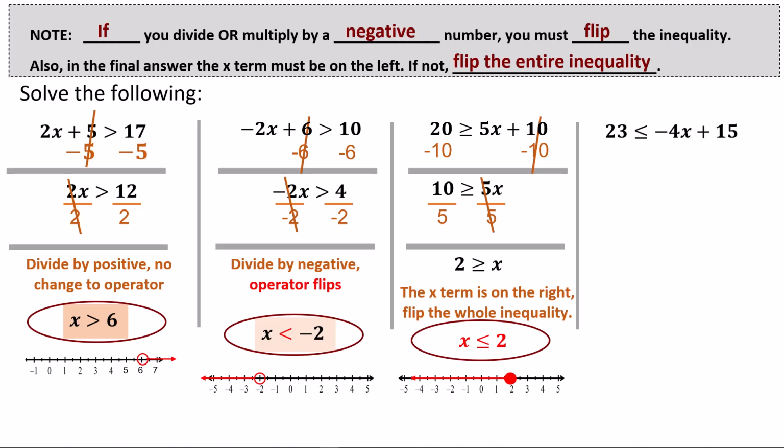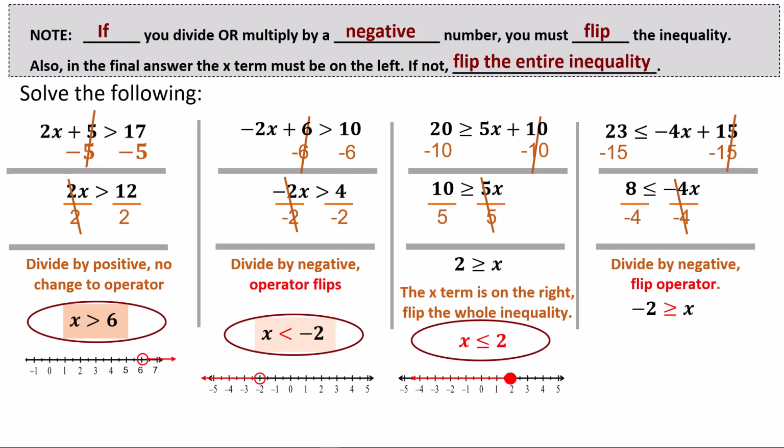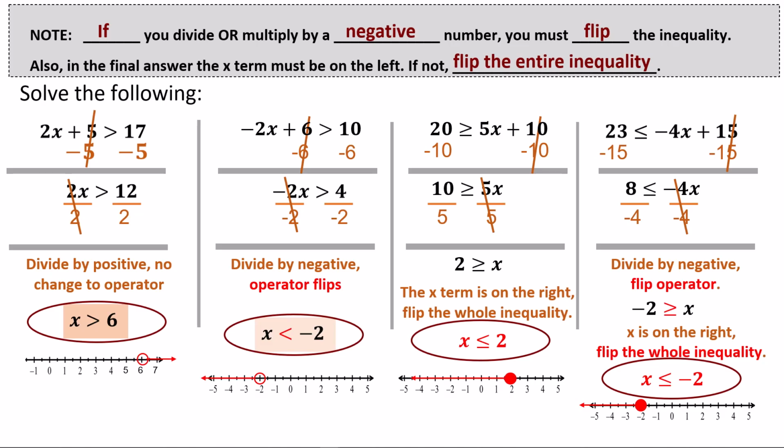23 less than or equal to negative 4x plus 15. First, subtract 15 from both sides. 8 less than or equal to negative 4x is left over. Divide both sides by negative 4. Flip the operator since we divided by a negative, and so we have negative 2 greater than or equal to x. Since x is on the right, flip the whole inequality. x less than or equal to negative 2. Closed circle on negative 2, arrow to the left.